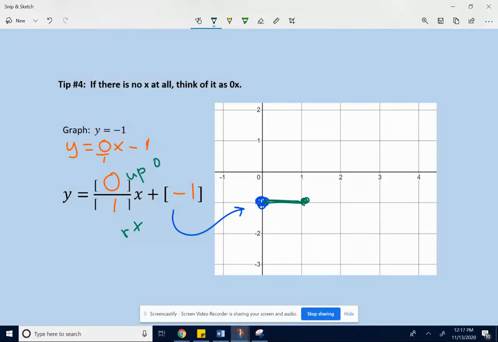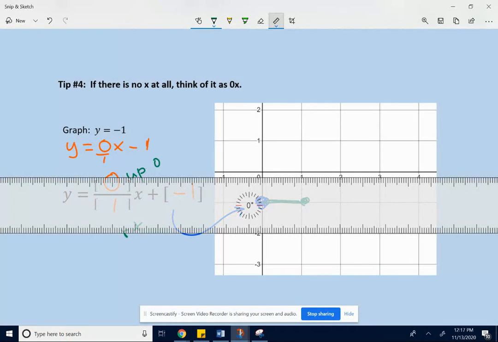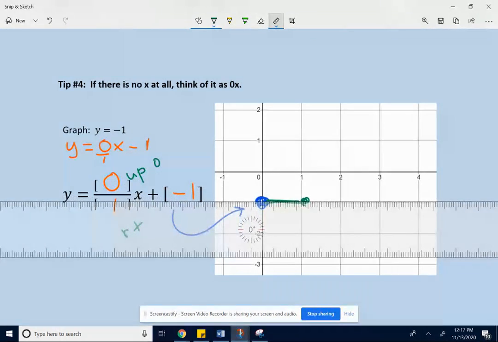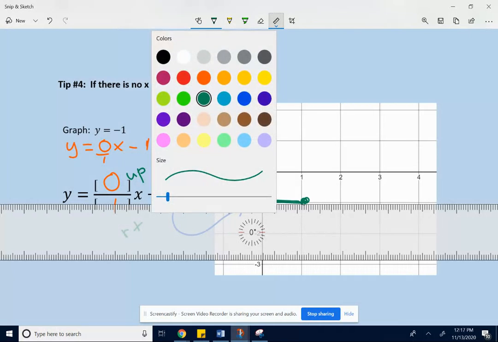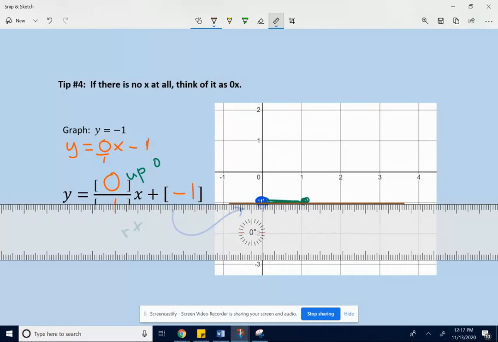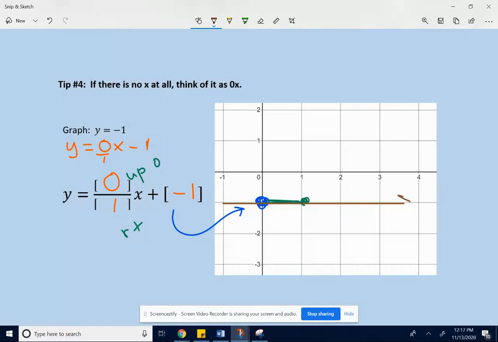Look what I'm getting, kind of something a little different. I'm just going to get a horizontal line because I'm not going up at all, and then I'm going over 1. So I'm getting a horizontal line. We'll do horizontal and vertical lines in more detail later. Okay, draw my arrows. So it goes on forever and ever.